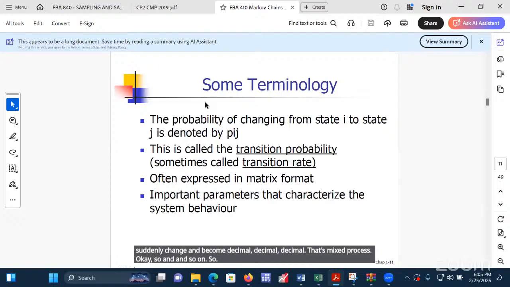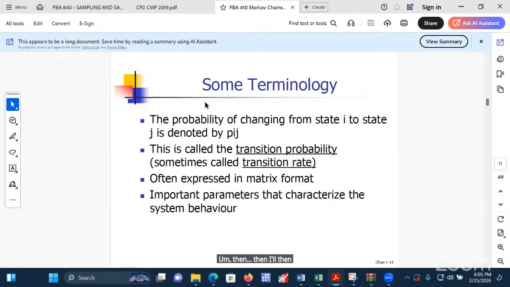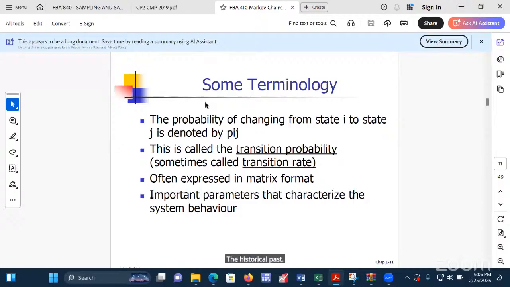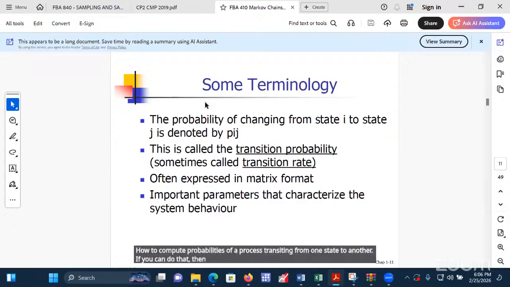So then I introduced a term, that is Markov. I said a stochastic process is Markovian if it doesn't keep memory. That is, the next state that the process will be in depends on the current state only. It doesn't take into consideration the historical past. What we are interested in is how to compute probabilities of a process transiting from one state to another. If you can do that, then it's easy for me to make projections.